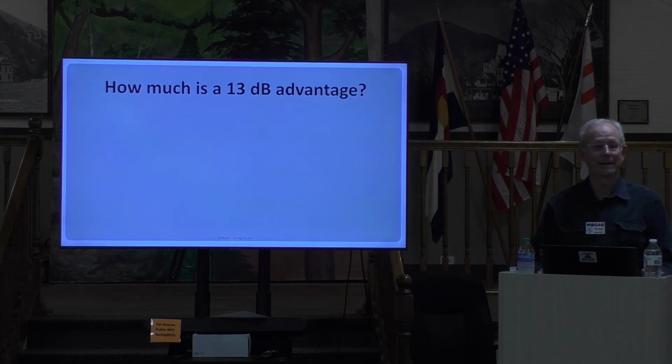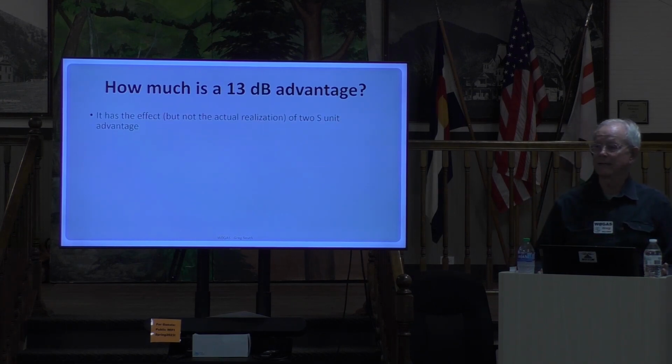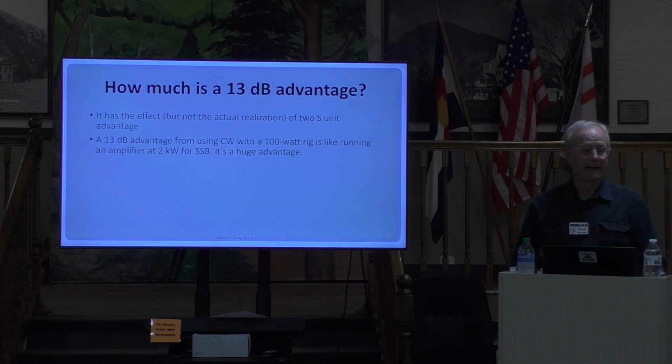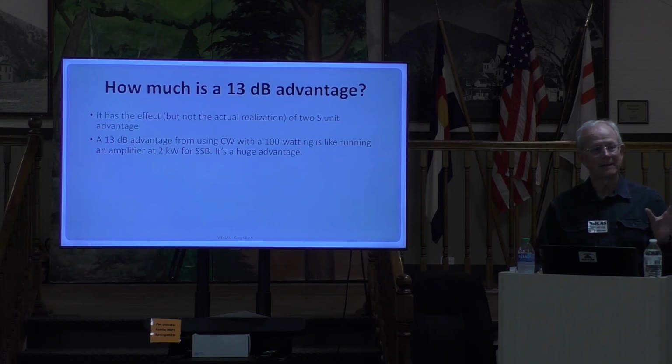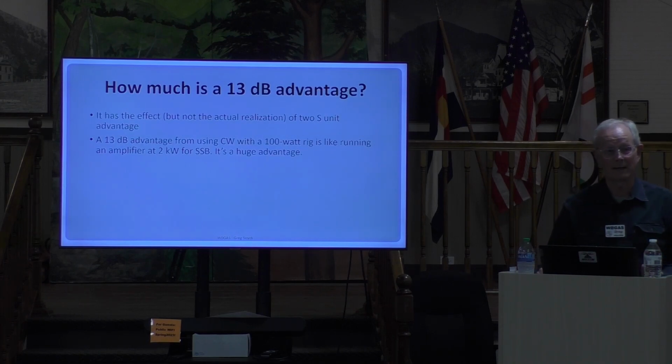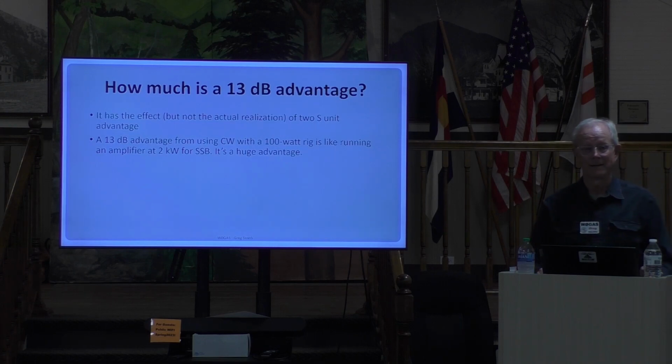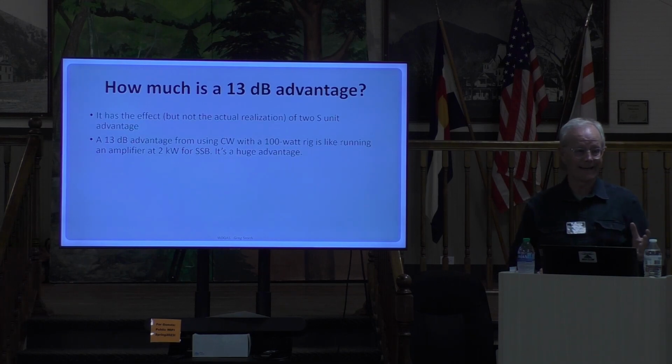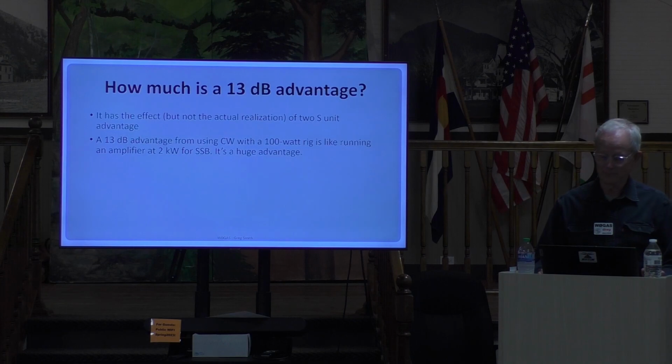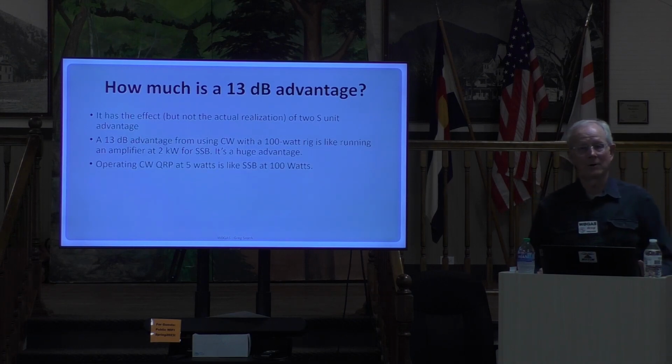So how much is a 13 decibel difference? Well, it has the effect of being 2 full S units. That helps. It's also like using a 100-watt CW rig would be kind of comparable to using single sideband at 2 kilowatts. Think about that. So even though the sunspot cycle is really good right now, and you can really get out, with CW, you really have an advantage. And then you can also, if you operate CW QRP, say 5 watts, that's about the equivalent of running sideband at 100 watts.